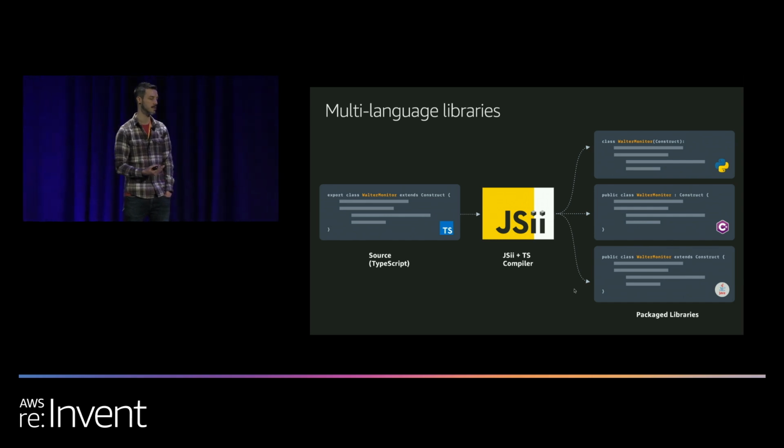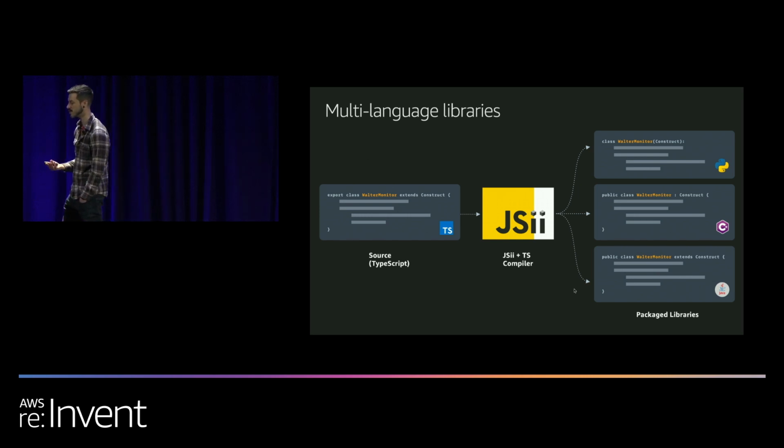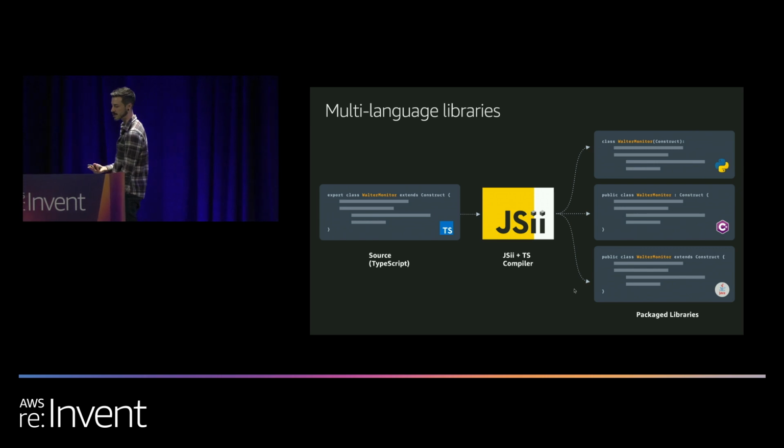So to do that, we had to come up with a new way to provide that experience in all these languages. We knew that we wanted to provide this multi-language idiomatic experience, and we also knew that there was no way we could just brute force it for all these languages and keep them all in sync and keep the features consistent. So we created this new project called JSII.